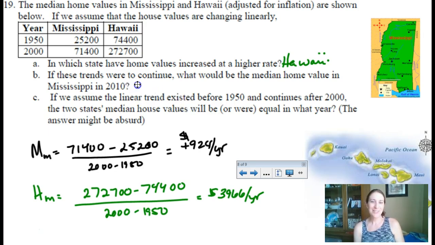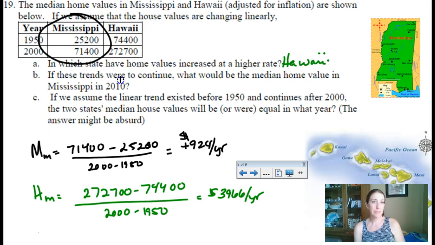All right, if these trends were to continue, what would be the median home value in Mississippi in 2010? They want us to use our data for Mississippi only, okay? They want us to extrapolate out somehow to 2010.